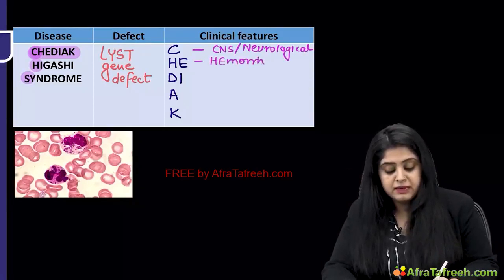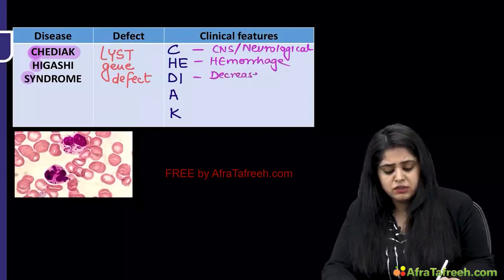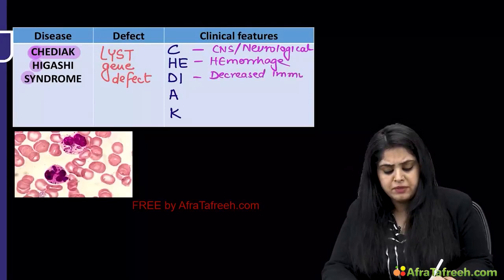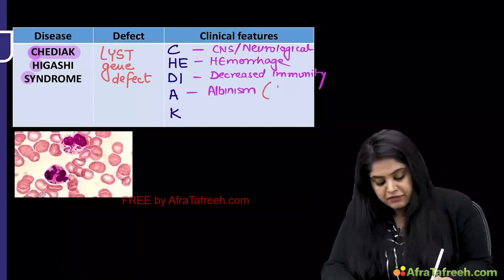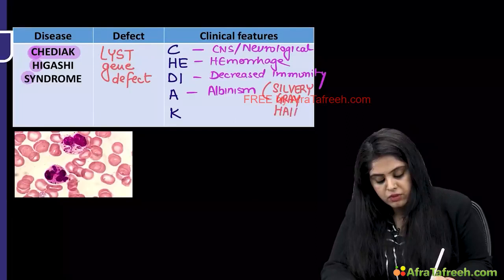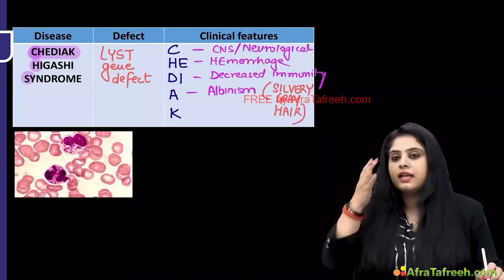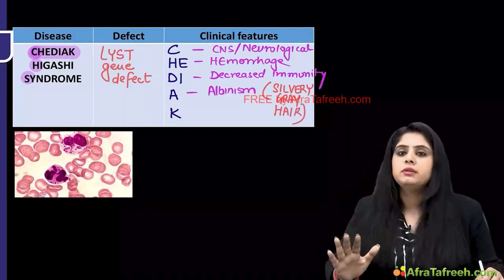There's going to be bleeding and platelet defects. DI for decreased immunity. Lots and lots of infections will happen, decreased immunity. A for albinism. This child is going to have silver hair. Imagine this word written in the paper, guys. If they say there is a person having silvery gray hair, and you know that we are talking about Chediak-Higashi, light color hair, eyebrows, eyelashes, skin, albinism.